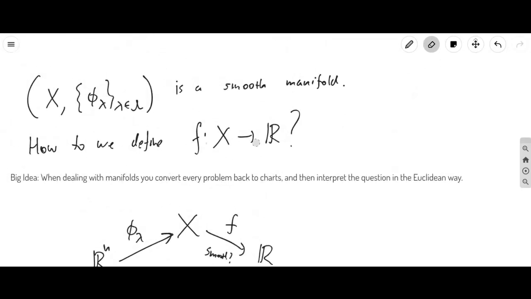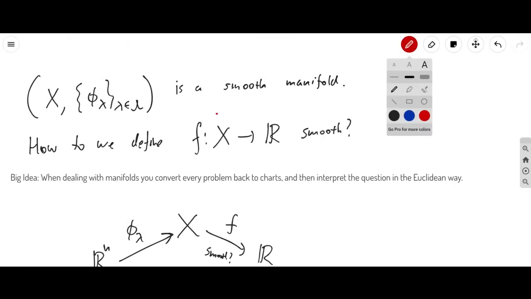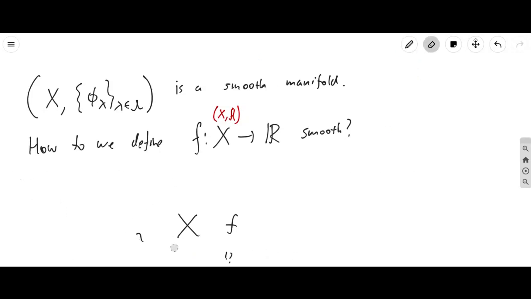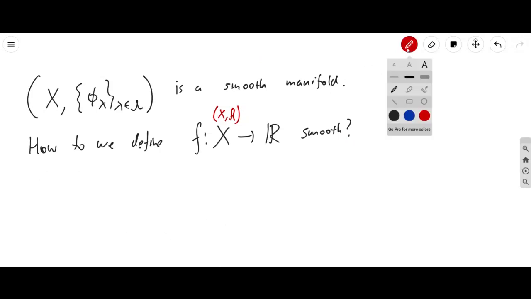So I should have said, how do we define F from X to R to be smooth? And we are being a little bit sloppy, but really it's X comma the atlas. If you use a different atlas, then you might get a different answer. It's all dependent on the atlas that you pick. So the way you do it is you just do it like this.